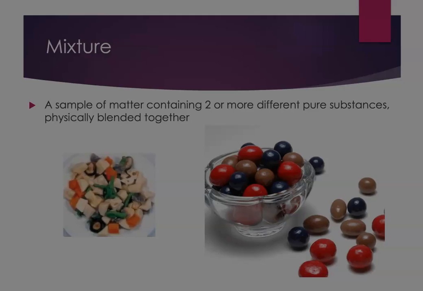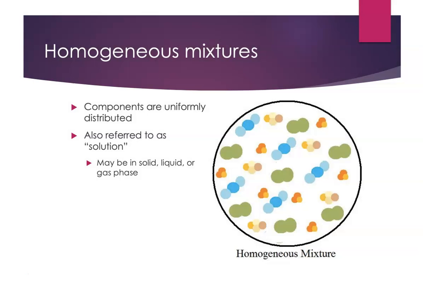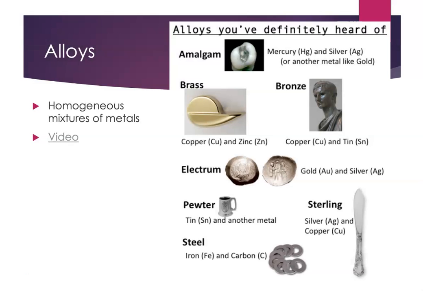Mixtures are really common, right? So we can talk about homogeneous mixtures where the components are uniformly distributed. No matter where we look in the sample, we've got about the same ratio of everything. And these are sometimes referred to as solutions, even though they can be found as solids, liquids, or gases. Alloys are a type of solution containing metals. They're homogeneous mixtures in the solid phase.